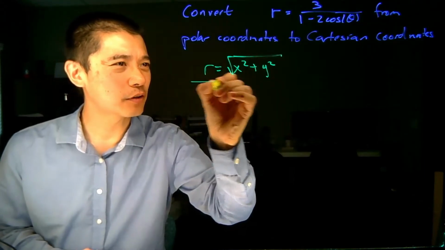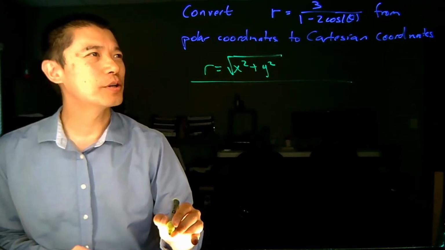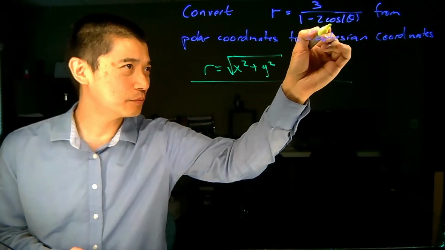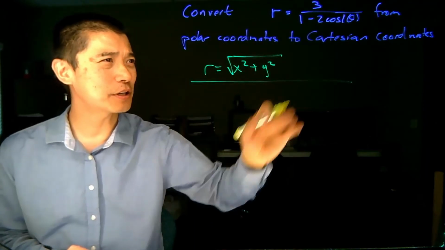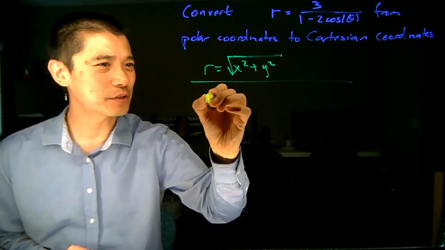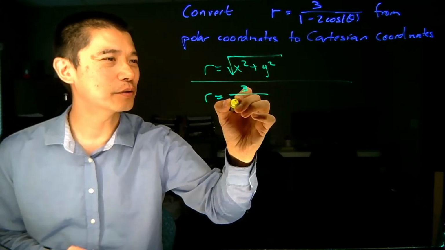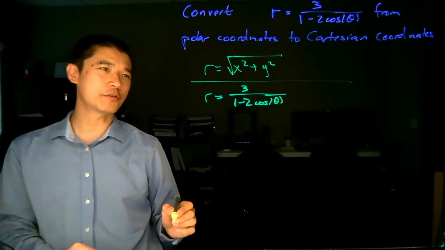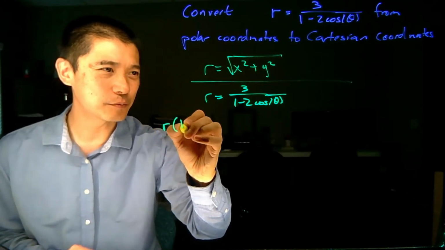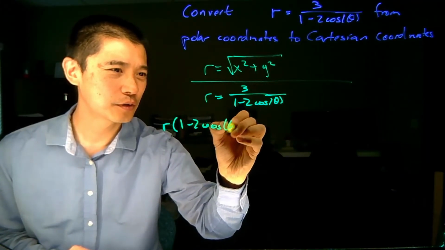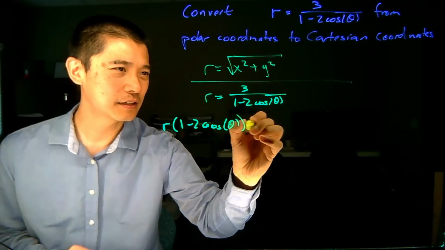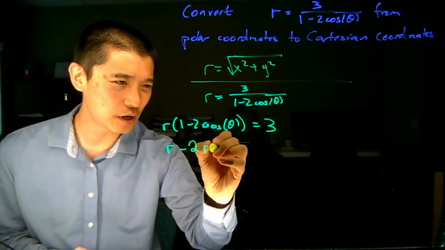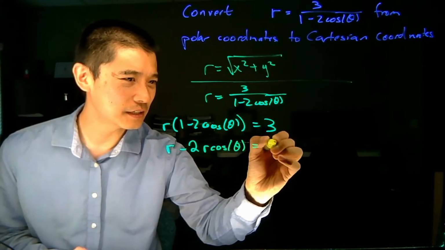Draw a line here. r equals 3 over 1 minus 2 cosine theta. So what's that going to do for us? Well, first thing that we might see is that it would help to clear the denominator. So we start with r equals 3 over 1 minus 2 cosine of theta. And we multiply both sides by the 1 minus 2 cosine theta to get r times 1 minus 2 cosine theta is equal to 3. And now when we distribute, we get r minus 2r cosine theta is equal to 3.